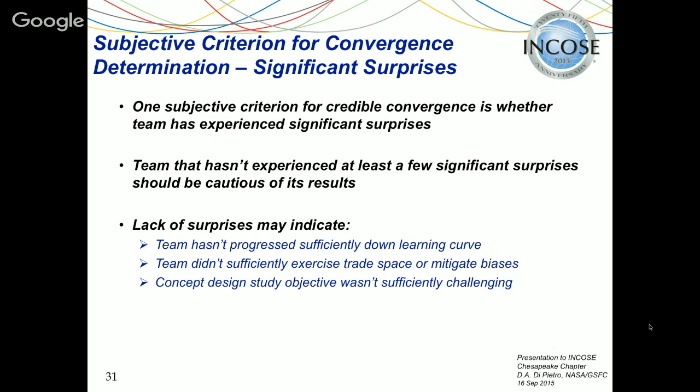You've got the Cadillac, and you've got the Cadillac without the ashtray, and you're wanting to believe that the cost is going to converge. Or simply the study objective wasn't sufficiently challenging. For example, if you're just doing a block upgrade to a satellite that's already flown and you're only changing 10% of the satellite, you don't need this process for that.